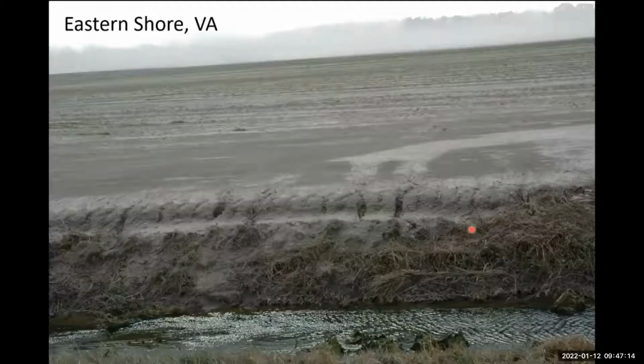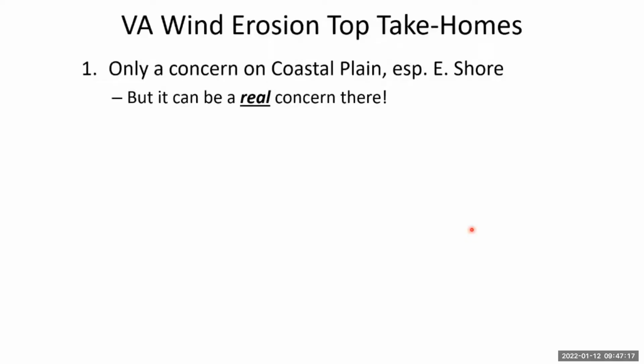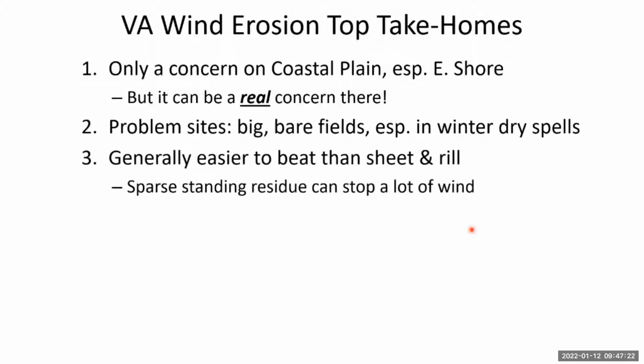And anyway, another picture. So top takeaways: it's really only a concern in the coastal plain, especially the eastern shore, but it can be a real concern there. Problem: big bare fields. It's generally easier to beat than sheet and rill erosion. So, if you think about it, relatively sparse standing residue can really protect the soil from wind, where sparse residue can't protect the soil very well from rain. Now, there are some plants growing in that field that I showed you on the eastern shore, but those are not tall plants. So if we have standing residue, and it's sparse, it can actually help us a lot.